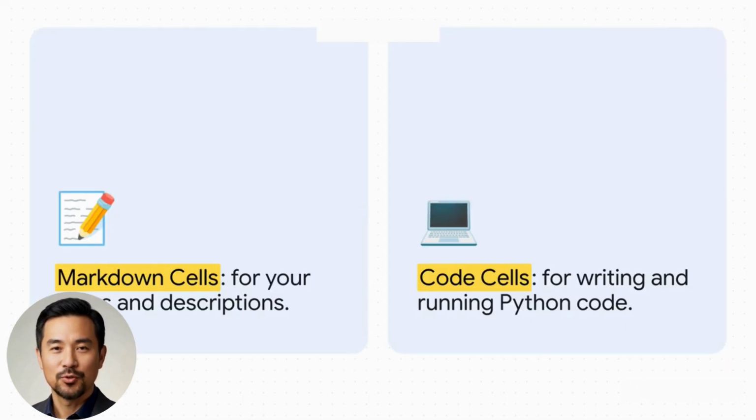Now, a notebook is really built from just two main kinds of building blocks, or cells. On one side, you have markdown cells. That's for all your notes, your descriptions, your thinking process. And on the other side, you've got code cells. That's where the real action happens. That's for writing and actually running your Python code. This simple combo is what makes notebooks so incredibly powerful for just exploring and trying things out.